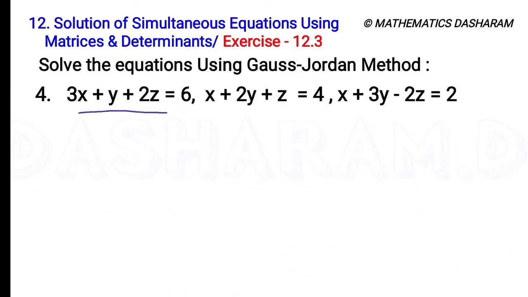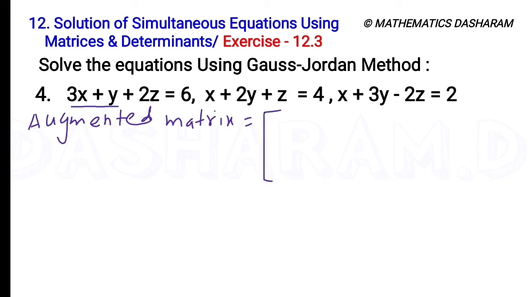Fourth question: 3x plus y plus 2z equals 6, x plus 2y plus z equals 4, x plus 3y minus 2z equals 2. In the three equations, the constant number is on the right side, so we can write the augmented matrix. The augmented matrix is: here the coefficients of the first equation 3, 1, 2 and the constant number is 6. Second equation 1, 2, 1, constant number 4. Third equation coefficients 1, 3, minus 2 and the constant number is 2.